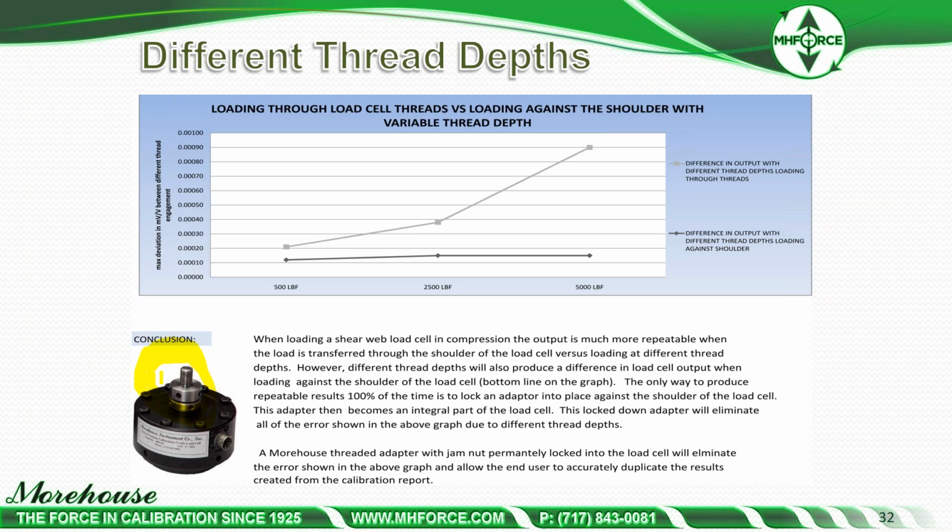So again, this is a picture of a Morehouse threaded adapter with jam nut permanently locked into the load cell, and it's going to eliminate all the errors. You're not even going to have the 0.01 loading against the shoulder error. So highly recommend that. If you have one of these cells, lock an adapter in, it will get better.